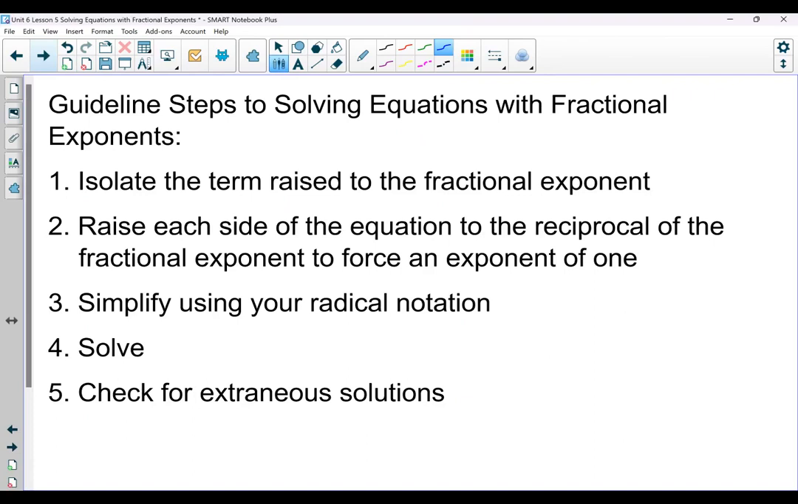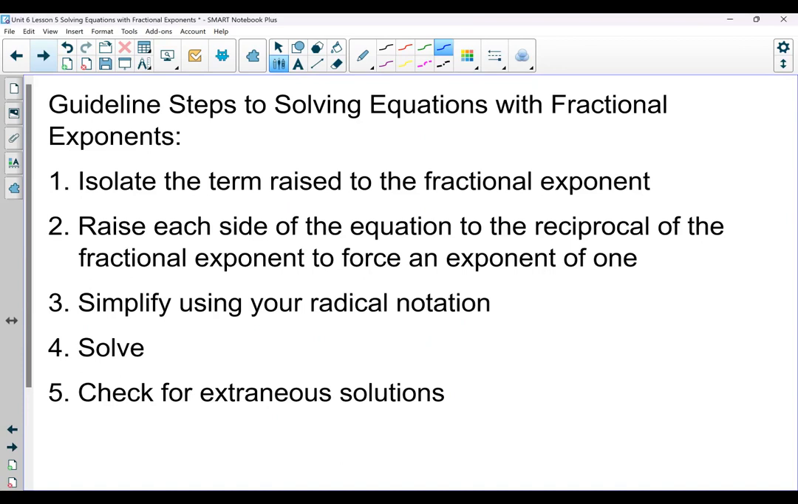You want to simplify your radical notation. You should be able to do this without a calculator. I'm going to show you the easiest way to do it by hand, and then you just solve the equation and check for extraneous solutions. You know that you're not allowed to have negative numbers under even radicals, so that's really when we get into our extraneous solution situations. When you're solving, you're going to be dealing with mostly linear or quadratic equations.